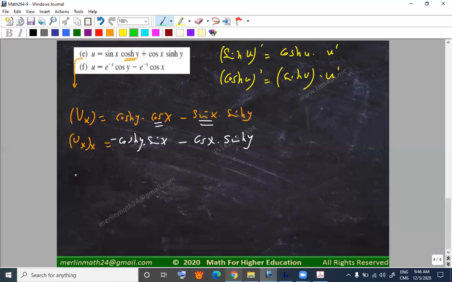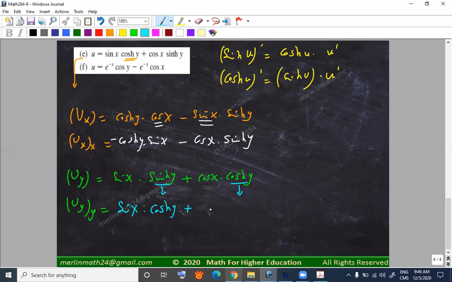Now let's do uy first. You agree? Deriving for y, sine x stays the same. Deriving the cosh is sinh y, deriving sinh is cosh. Okay, so it's easy. Now uyy, pay attention to y. The ones in the front stay the same. Deriving the sinh is cosh, and deriving the cosh is sinh.